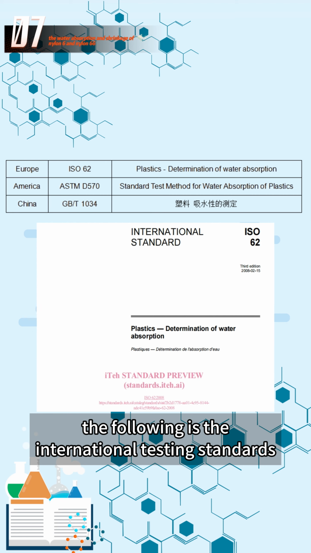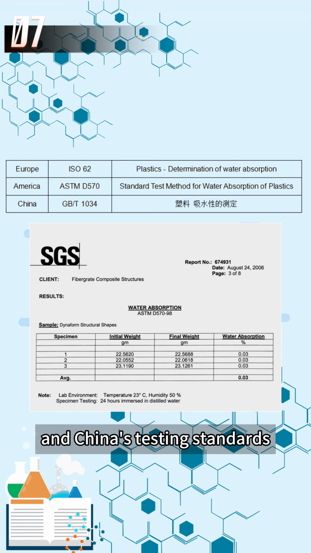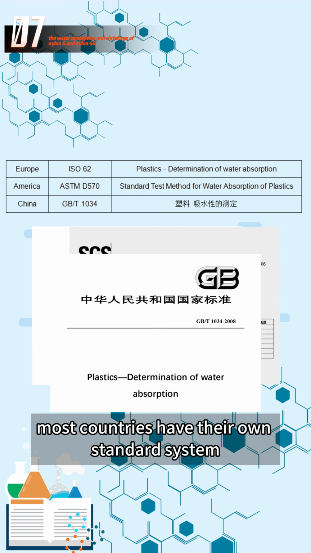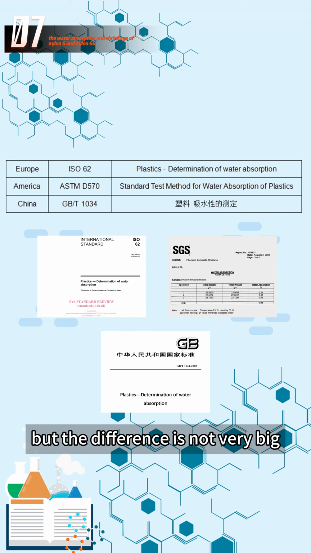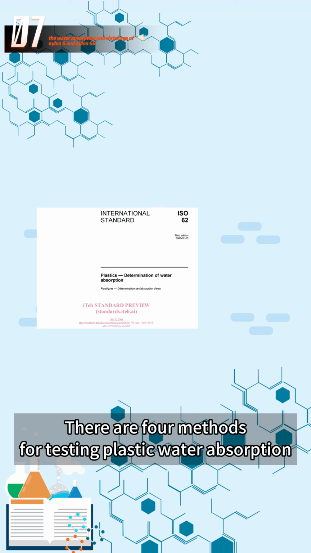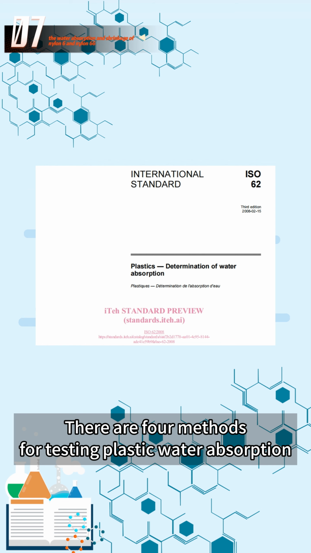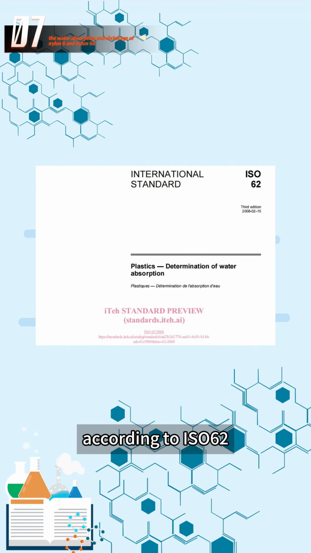The following are the international testing standard and China's testing standard. Most countries have their own standard systems, but the differences are not very big. There are 4 methods for testing plastic water absorption according to ISO 62.